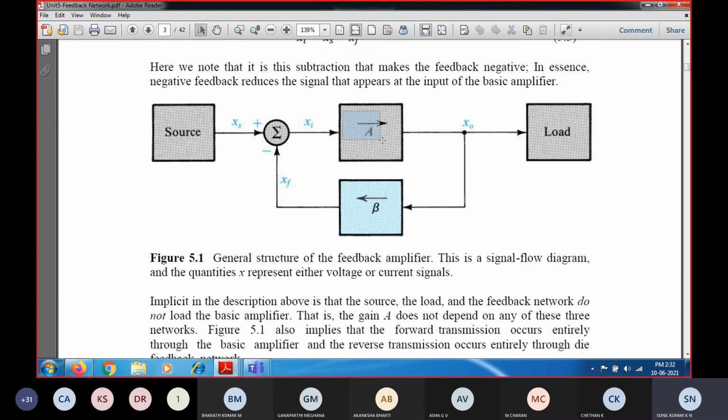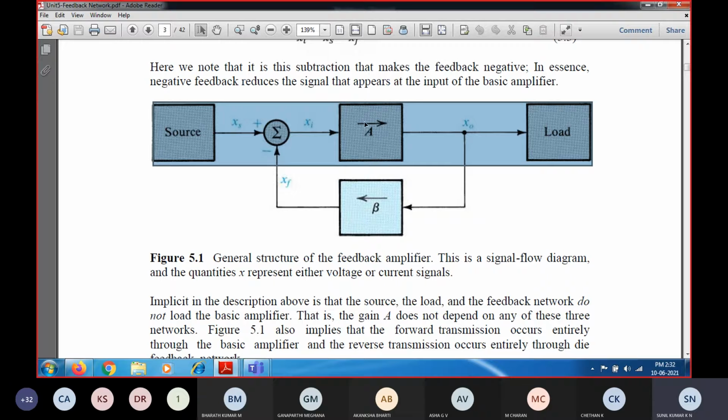So if the feedback structure is not there, assume for a time being that it is not present in the structure, then it will be considered as what? An open loop amplifier. So you will have a signal source, then the amplifier, and this amplifier gain will be considered the open loop amplifier gain. The gain you get with respect to x naught by xs is nothing but x naught divided by xs, which is the gain from the open loop amplifier.